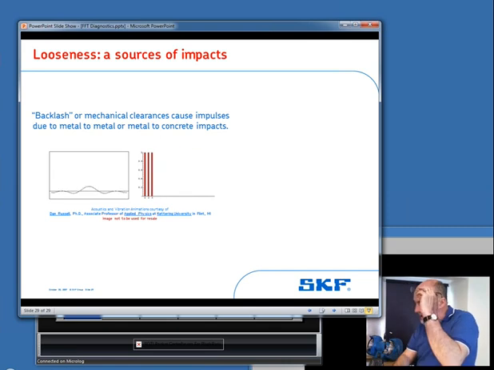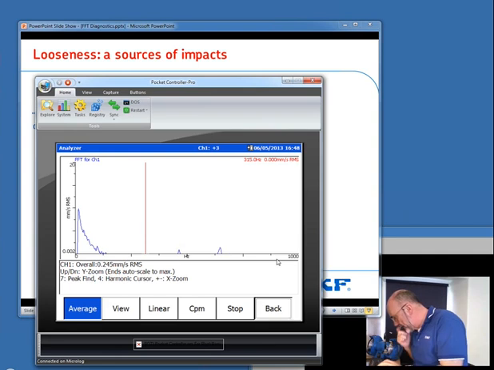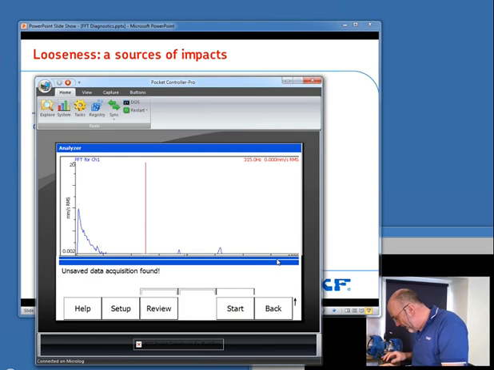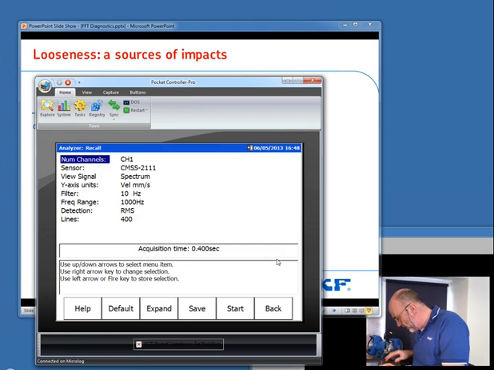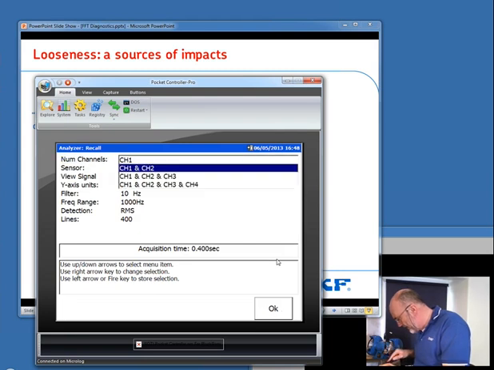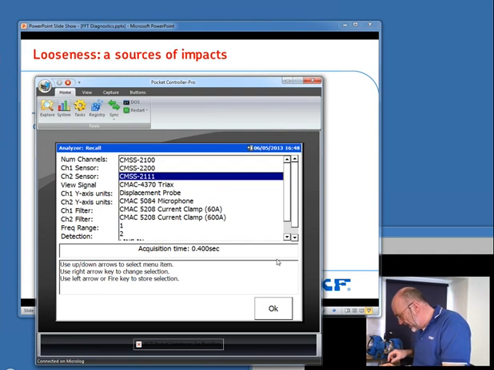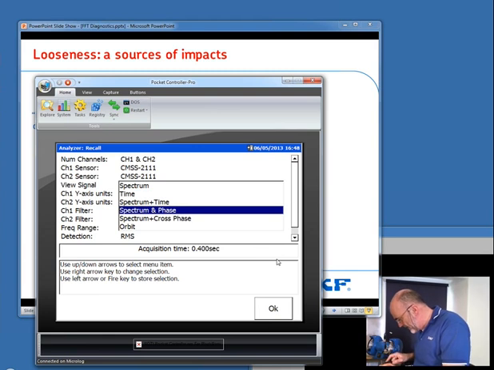So let's conclude with a quick demonstration of mechanical looseness. I'll set up to do that. So we'll exit out of here. We will go to recall our settings. I want to do a 2-channel measurement again. They're both 2111s. As I said, you would recall your settings. I'm just doing it manually so you can see the settings being changed.